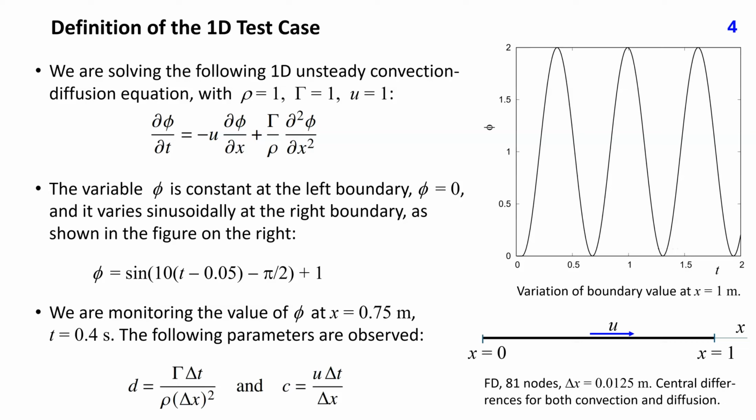The dimensionless parameters d and c are also observed. Because of diffusion, the parameter d is of primary importance because it strongly affects the stability of explicit and semi-explicit methods.